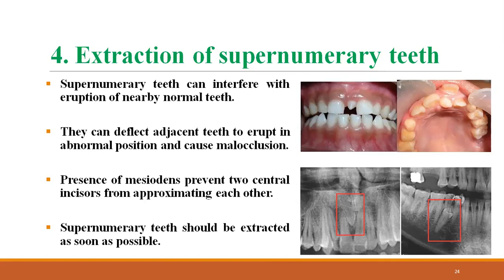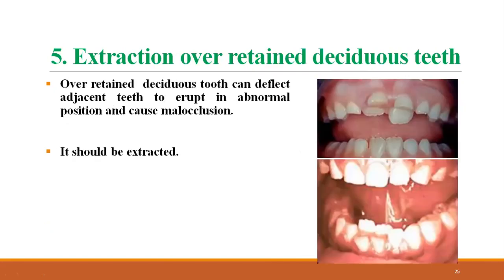Here these are the central incisors. So the mesiodens, here, prevents approximation of the two central incisors. So supernumerary teeth should be extracted as soon as possible, before the appearance of malocclusion.